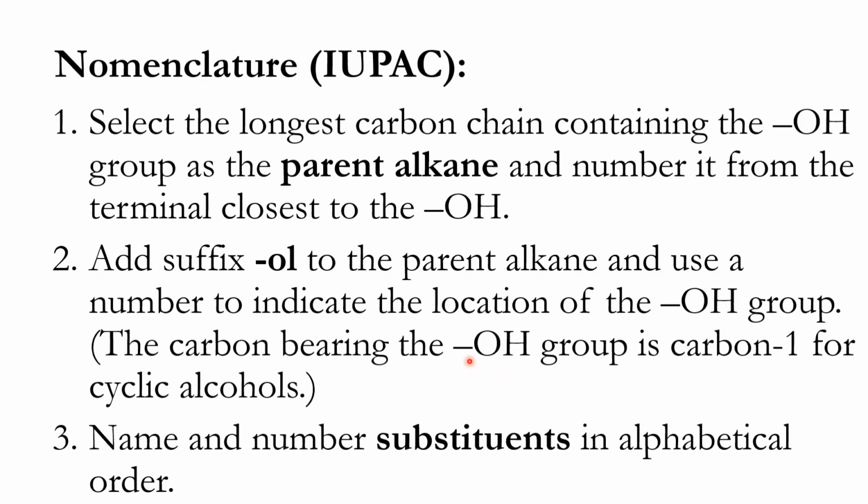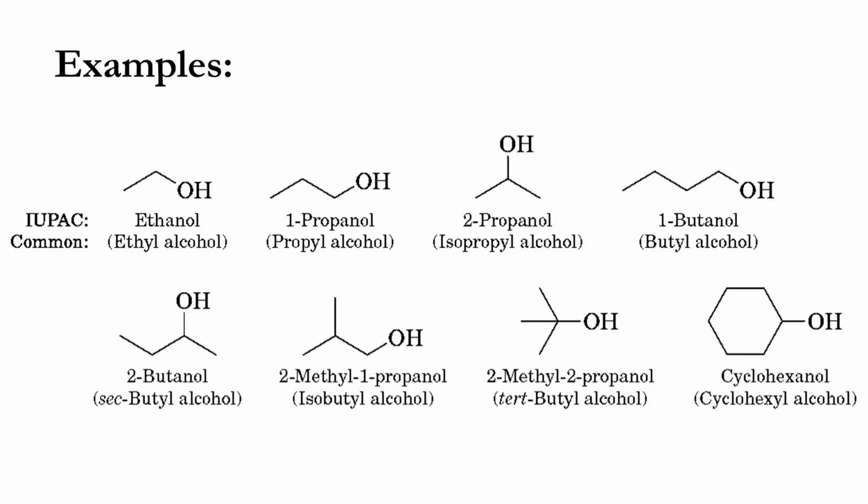So if it only has one carbon, that is understood to be carbon 1. If there are two or more, you need to number the chain clockwise or counterclockwise, depending on the order that will give you the lowest number of carbon atoms bearing the OH groups. And number three, you need to name and number substituents. So if there are any substituents, alkyl groups, or other atoms, heteroatoms attached to your carbon chain, you arrange them in alphabetical order. Okay, let's have these examples.